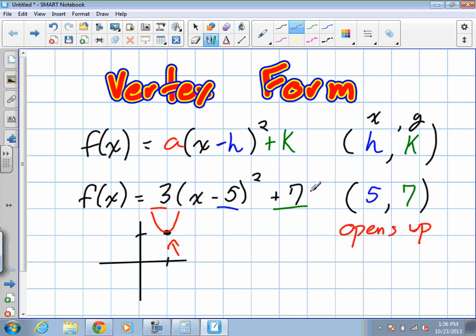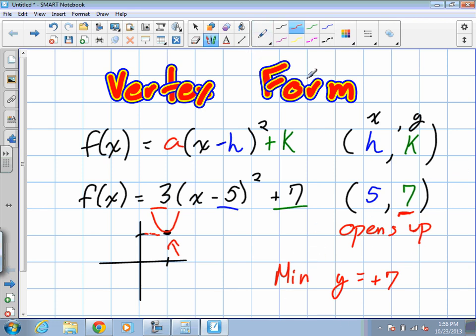This is our minimum. Our minimum value, because it opens up, is whatever the Y point is. And the lowest Y point in this case is +7. So the minimum would be where Y equals +7. So in vertex form, it's very easy to A, find the vertex, B, find the minimum.